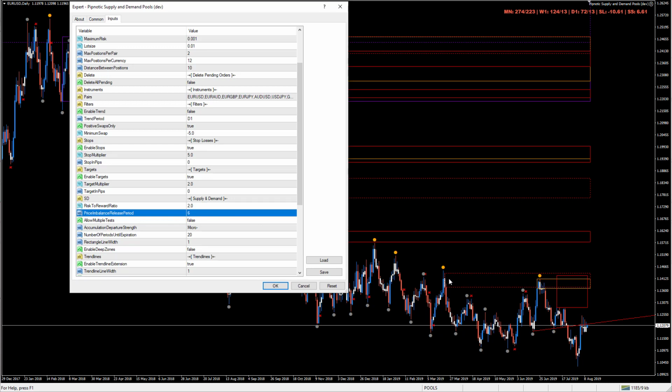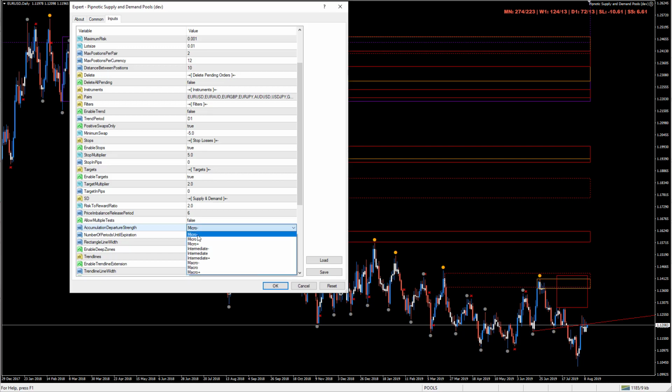This area just here, for example, you can see it was tested once. If you set this to true, then the robot is going to allow it to be tested one more time, and it'll stay valid until price moves above it. But essentially we want to be taking the first test. Accumulation departure strength, put this to the lowest value, so minus, micro minus. Number of periods till expiration, I like 20, so 20 periods, whatever that may be, 20 days, 20 hours, whatever.